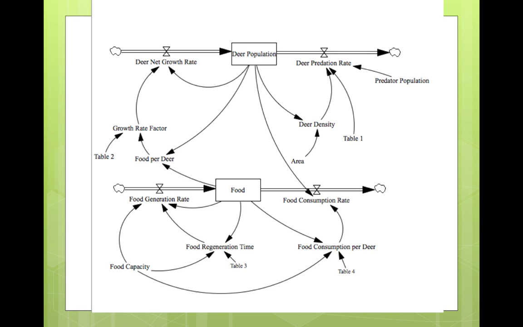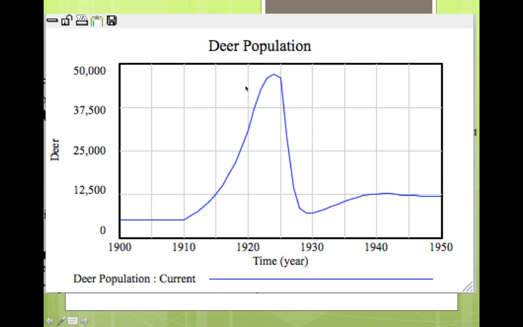But I do want to show you some key results. So with this model structure, you can actually plot the population of deer, and that's what's in this graph. It's the population of deer for a period of 50 years between the beginning of the 20th century and the mid 20th century, which is about the time where the deer population is established. And you can see what happened.